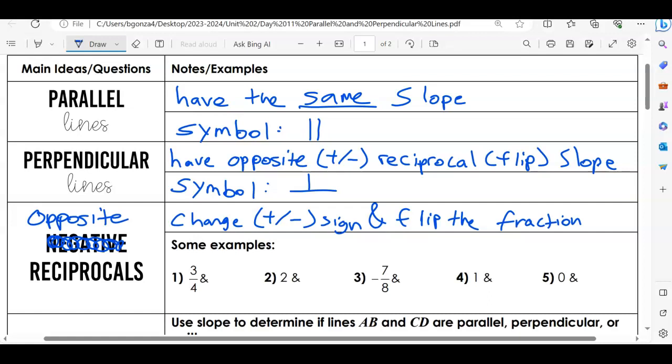All right, here we go. Number 1, positive or negative? It is positive, so it turns negative, and we flip it and it becomes negative 4/3, right? Okay, number 2, the number 2 is 2/1.